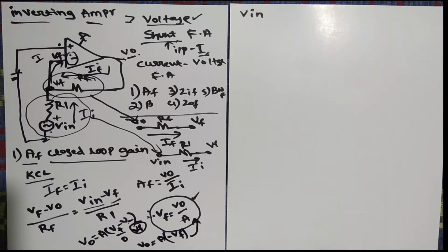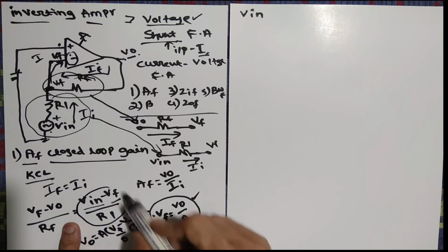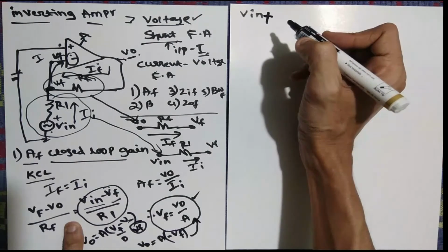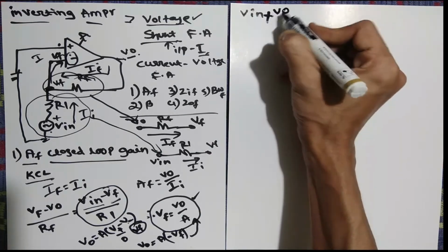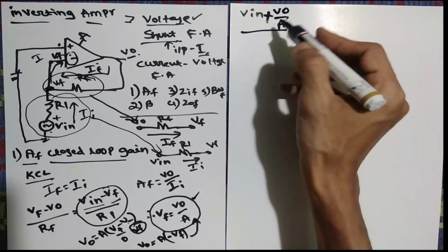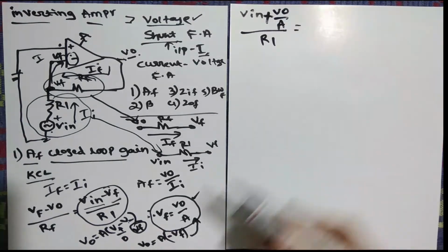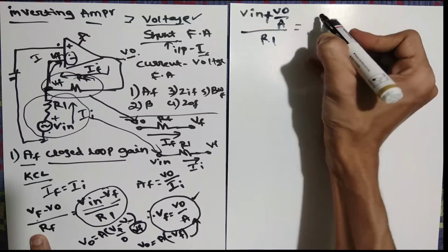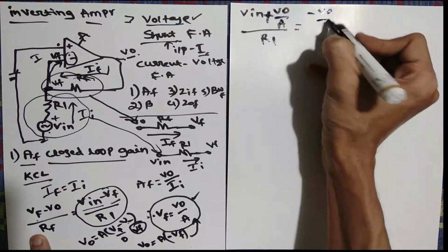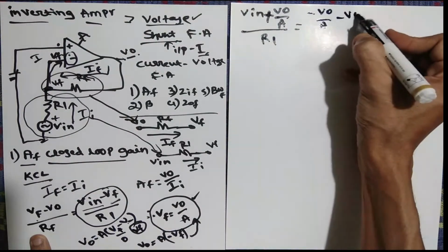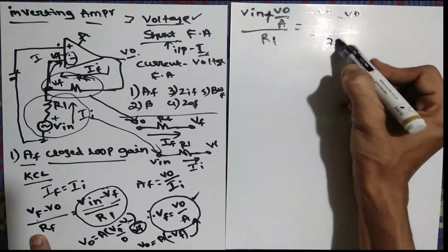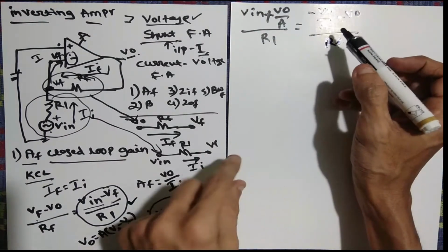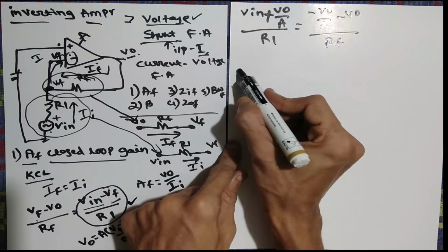So apply that one. First I will take this portion, V in minus VF by R1. So V in plus V0 by A divided by R1 is equal to, here VF is negative, so you will get minus V0 divided by A minus V0 divided by RF. Yes or no? This is the equation we got. Once we got this equation, we'll go with the simplified one.